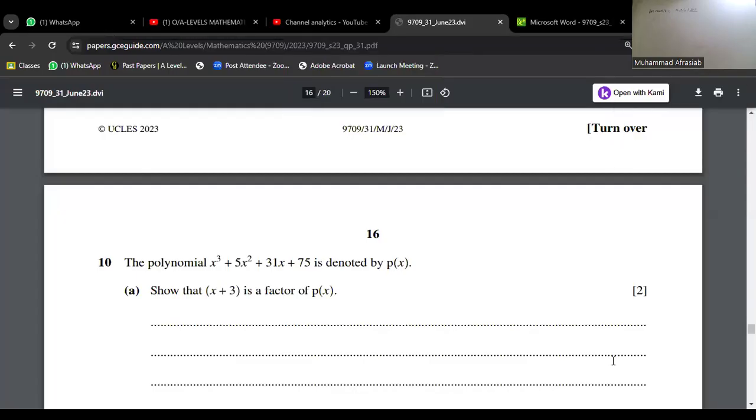Now we are solving question number 10 of this P3 paper for the year 2023. The polynomial x cubed plus 5x squared plus 31x plus 75 is denoted by P of x. Show that x plus 3 is a factor of P of x.